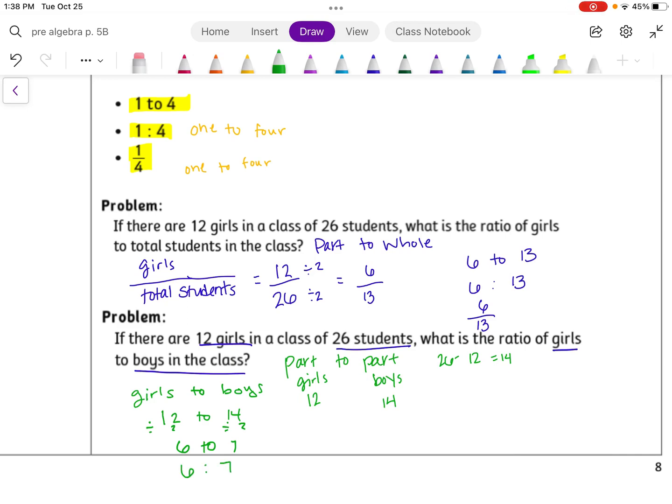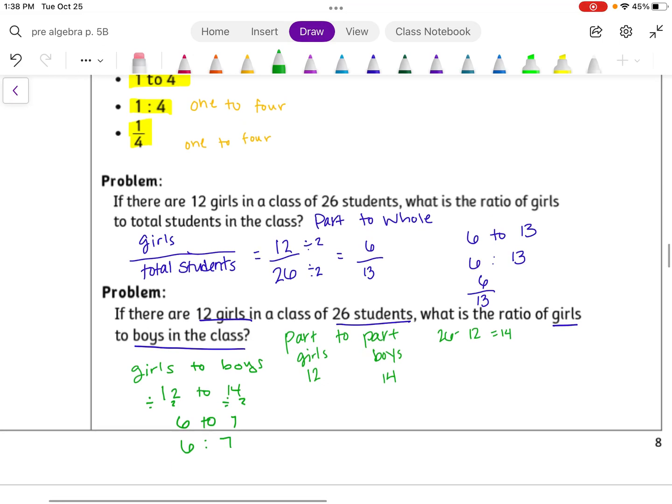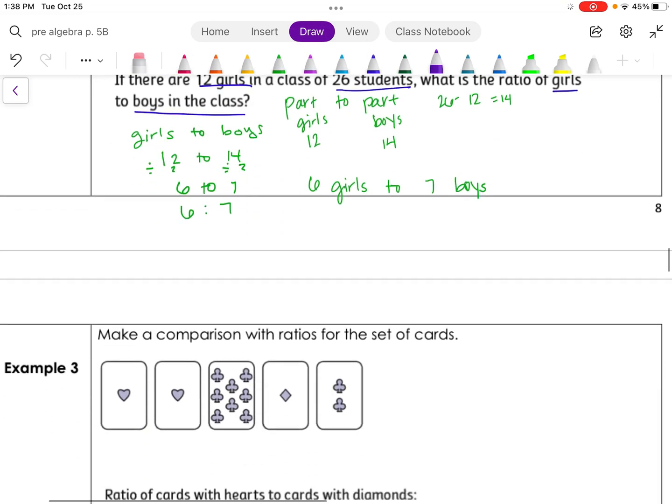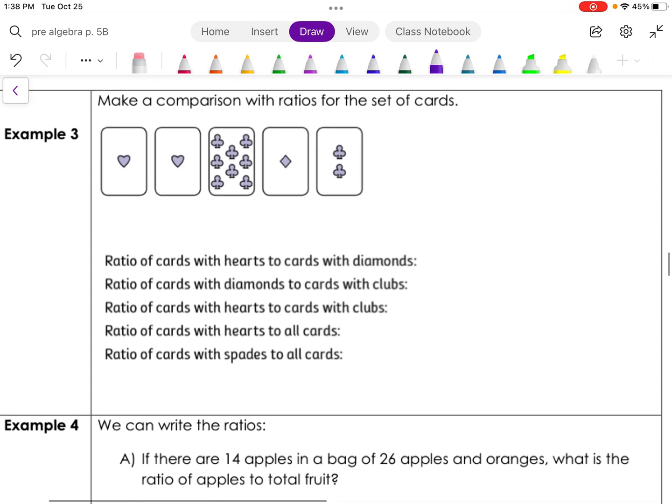is our ratio. Now we can't write this one as a fraction because it's a part to part. So we're saying that for every 6 girls, there are 7 boys. That's our ratio relationship in this class. Let's do a couple more examples.